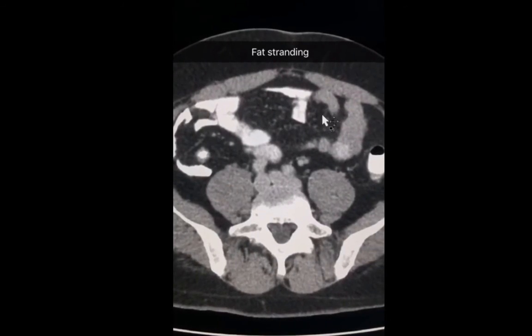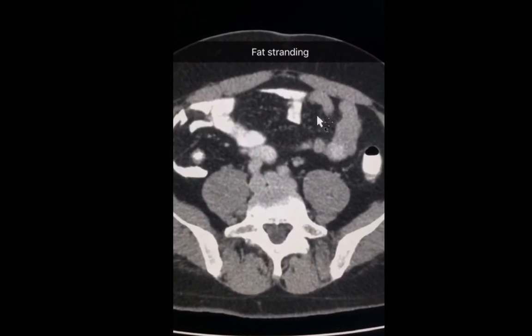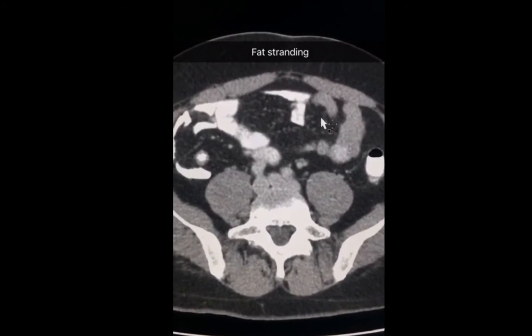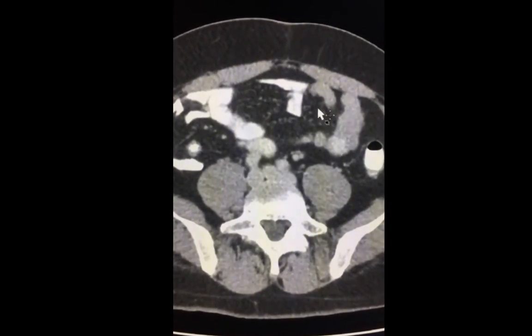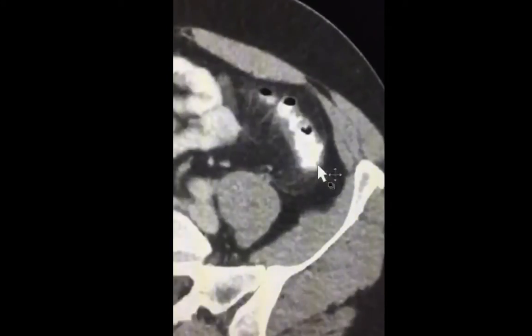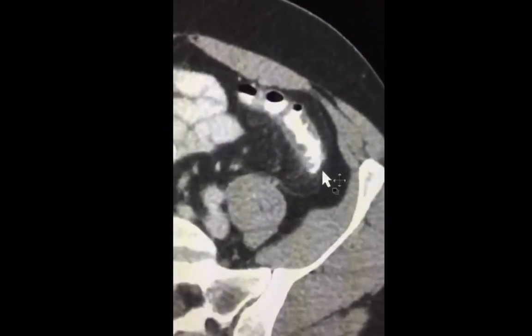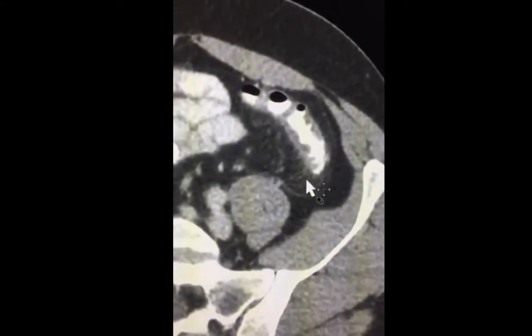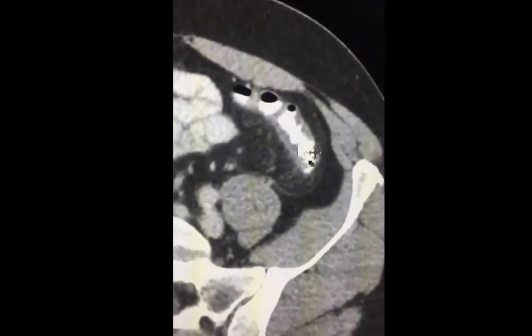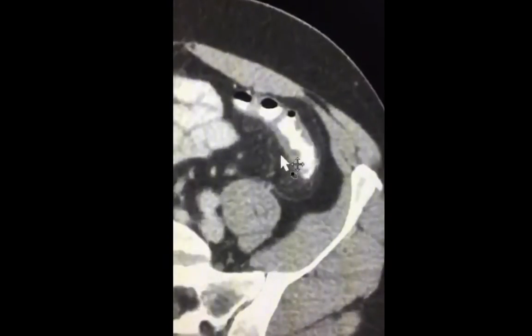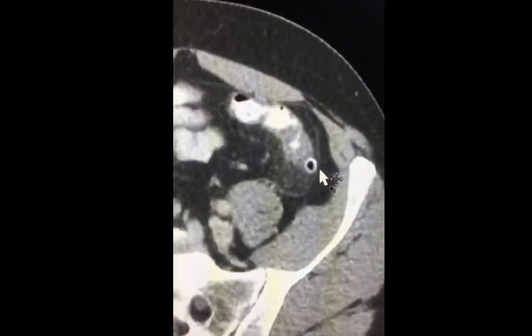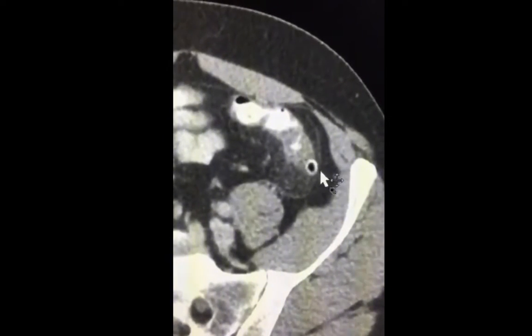To summarize, fat stranding is a sign of inflammation, and it's very useful to guide you to where the abnormality is. Once you see fat stranding, try to identify the cause. If the stranding surrounds the colon, try to identify whether the abnormality is arising from the colon itself or from something surrounding it. Thickening of the wall of the colon is a good sign that the colon itself is the primary origin of the abnormality, and seeing diverticulae tells you that this is a case of diverticulitis.